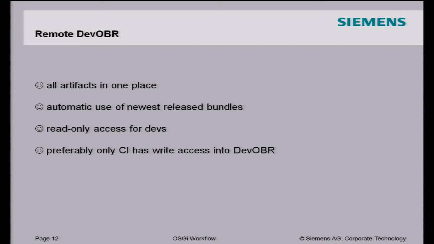We basically also want to only have read-only access for the developers, because we would like them always to go over the source repository. We would like them to commit only their source changes and then let the CI run the tests, and if everything is fine, only then the CI should put something in the DevOBR. Of course, when you make a source commit, you need some way to tell the CI whether you want this commit to go into the DevOBR or not. But we'll come to that.